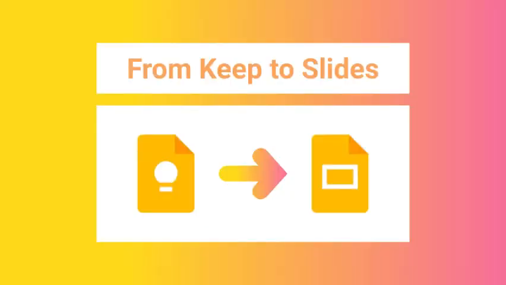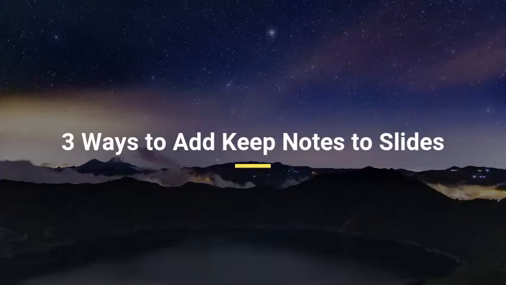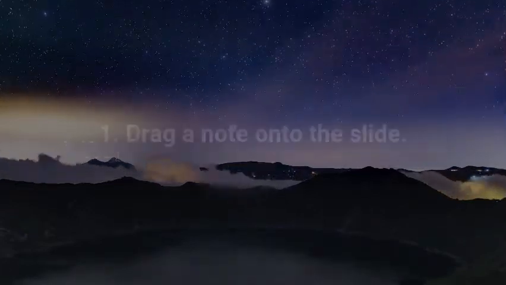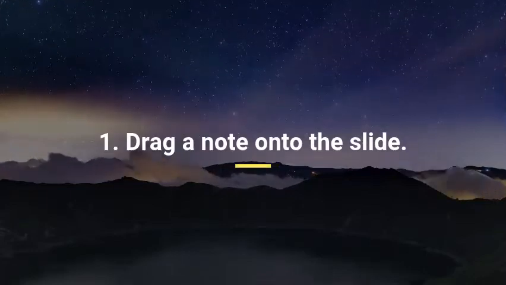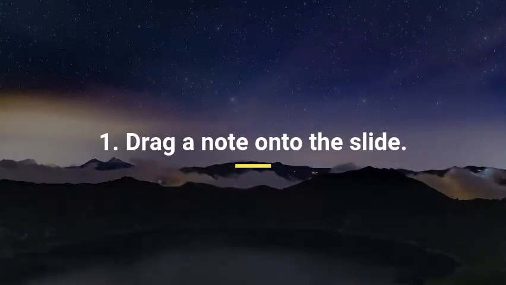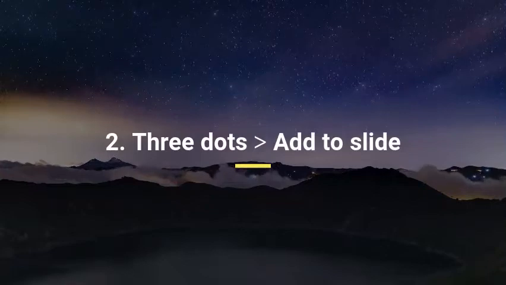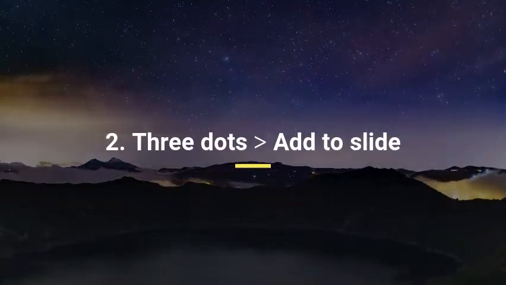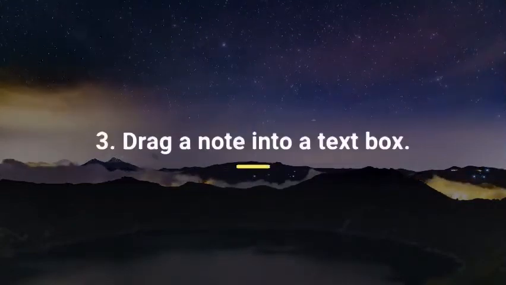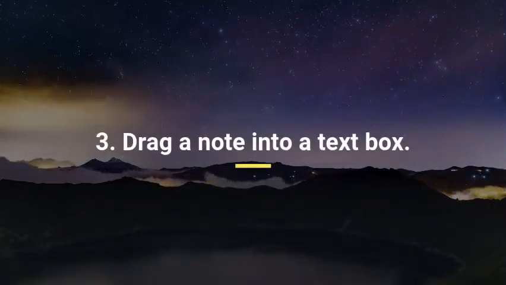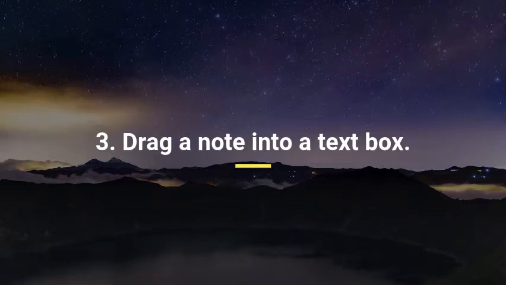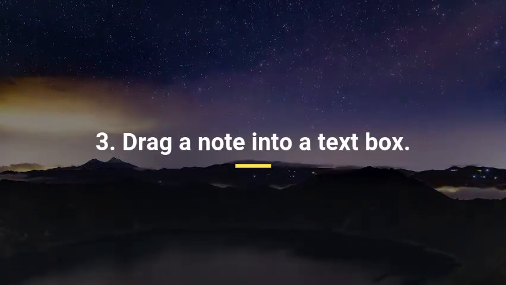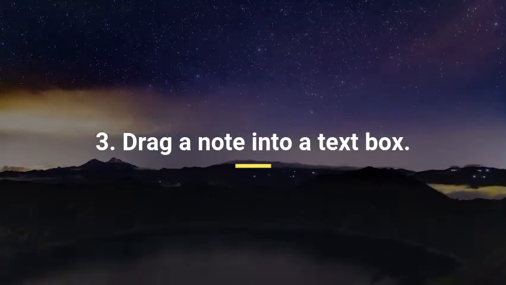From Keep to Slides. There are three ways you can insert content from Keep to Slides. 1. Drag in a note from the Keep sidebar onto the slide. 2. Hover over a note, click the three dots, and select Add to Slide. 3. Drag a note with text or checkboxes into an existing text box to replace its contents, and have the contents of the note take the format of the original text box.